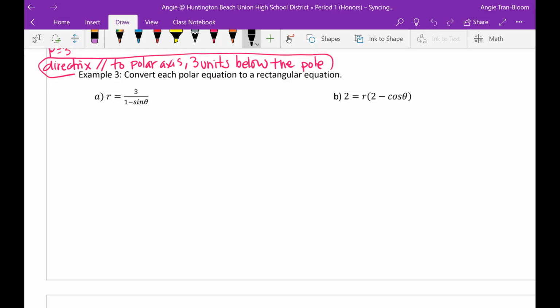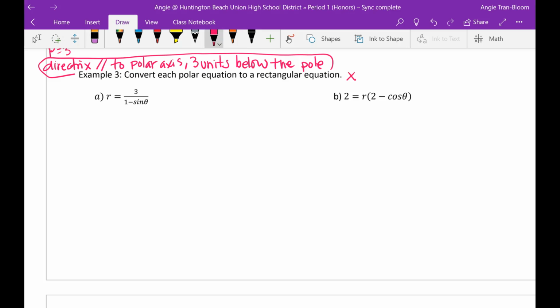Hey guys, all right, so this recording is for our polar units, in 10.6, and this is for example 3 and 4. Example 3: convert each polar equation to a rectangular equation. So let me just remind you of some of the important equations that we had for conversion.